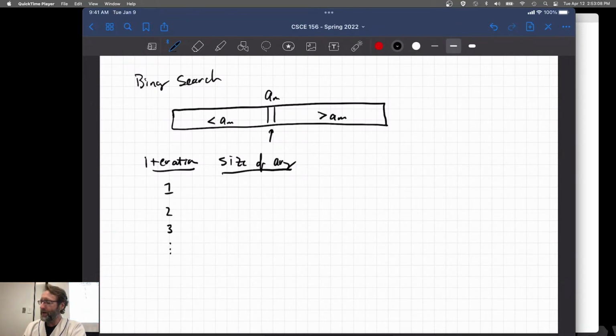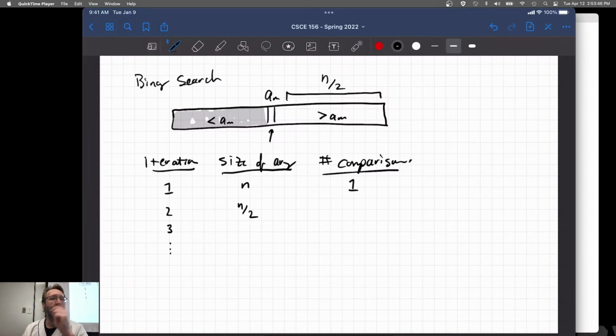Initially, how big is the array? N elements. Okay. On the second iteration, what have we done? We've effectively eliminated half of the elements. So we repeat, or recurse, on only one half of the array. How big is half of the array now? N divided by 2. And let's keep track of the number of comparisons that we've been making. We made one to cut it in half. On the next iteration, we make one comparison.